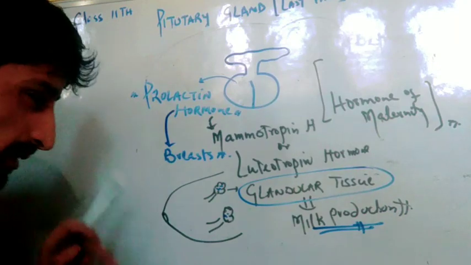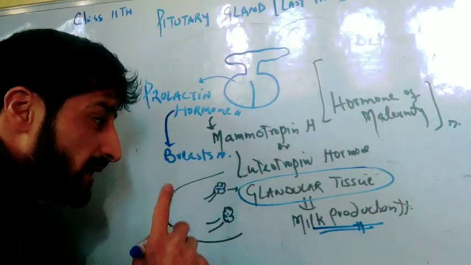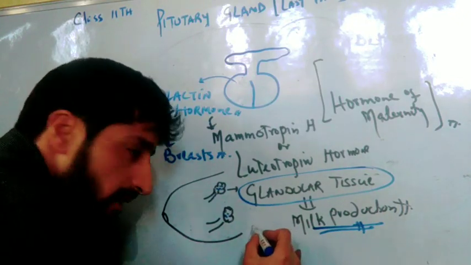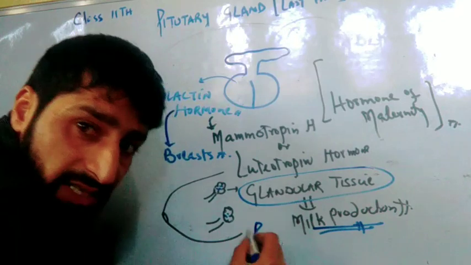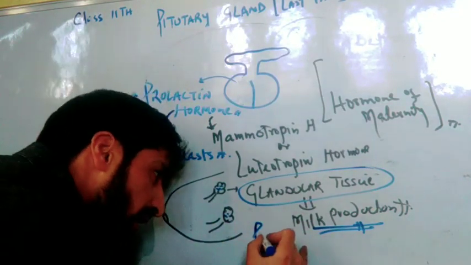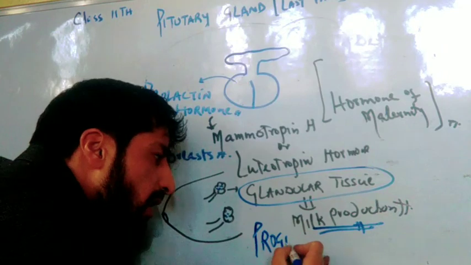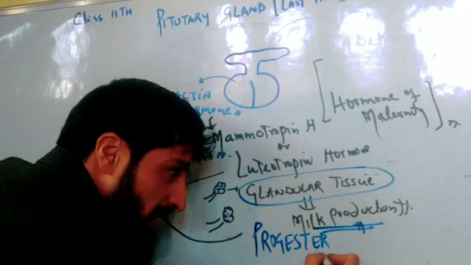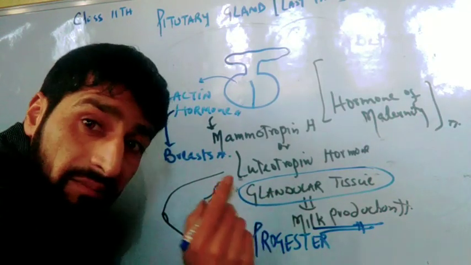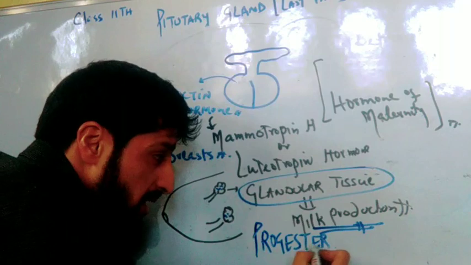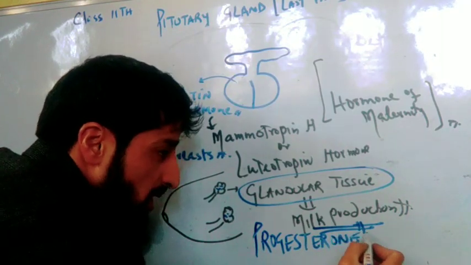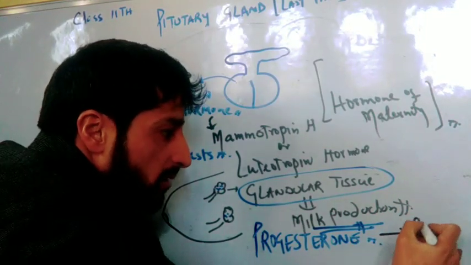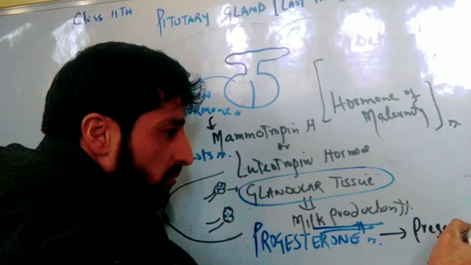Now, let me explain one important fact: there is a special hormone present in the blood of pregnant ladies. That hormone is known as progesterone hormone. You should remember this term. There is a very special hormone present in the mother's blood, known as progesterone hormone. Progesterone hormone is also known as pregnancy hormone.